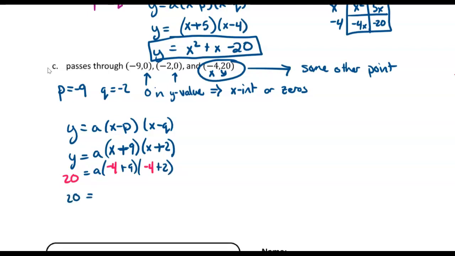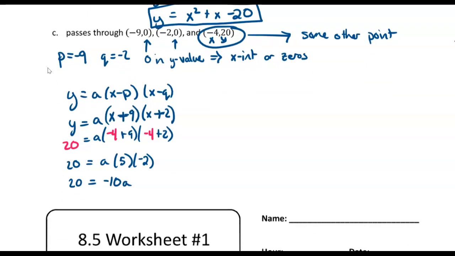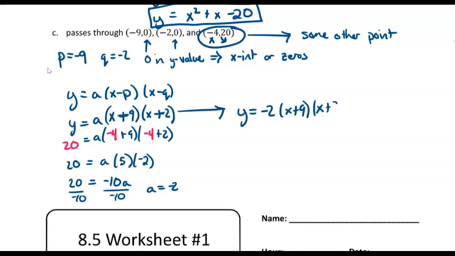So what I'm going to do here is I'm going to have -4 plus 9, that's 5. -4 plus 2, that's -2. All right, 5 times -2 is -10, so it's -10a. So then you divide by -10, and you get a equals -2. Okay, so I'm coming right here. So my a is -2. I have x plus 9 and x plus 2.